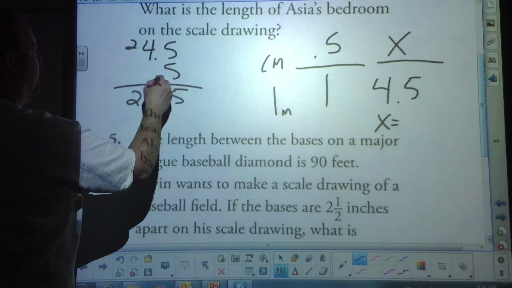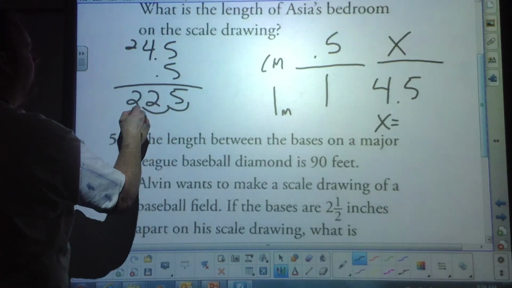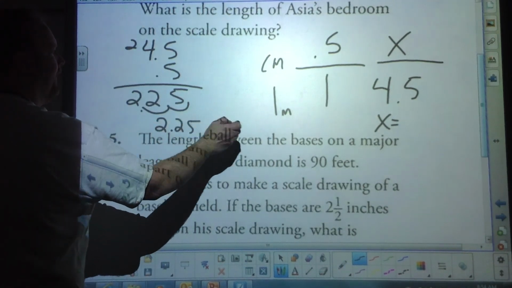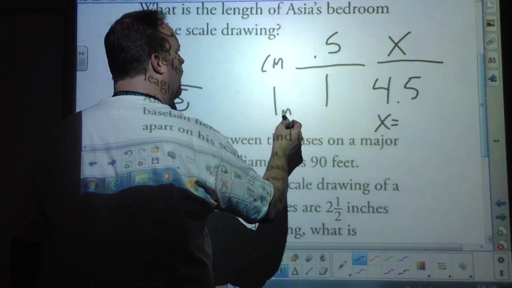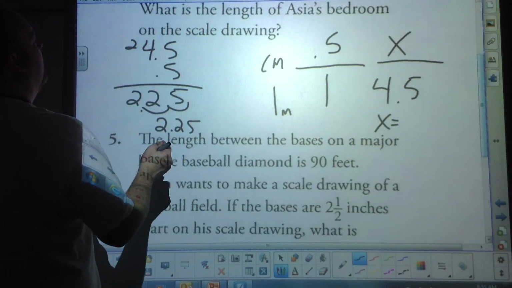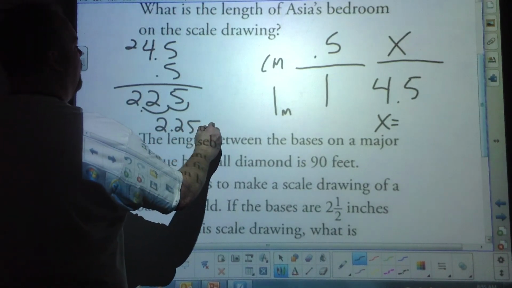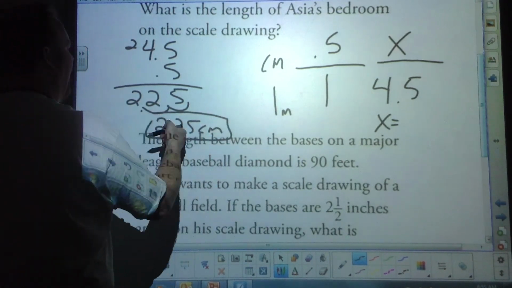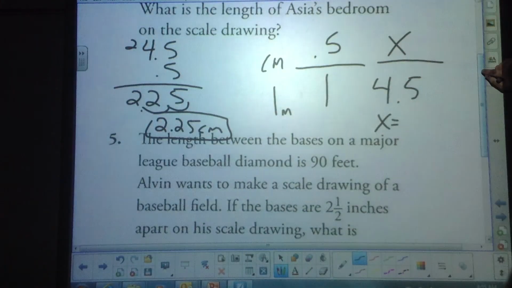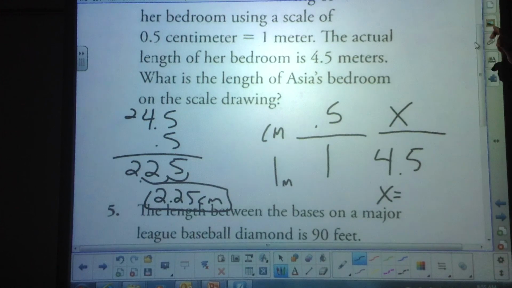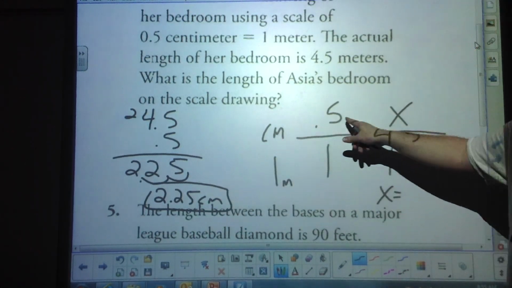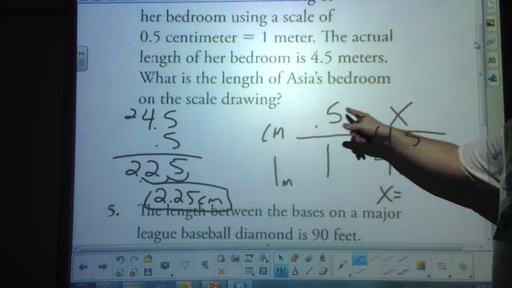22. Move my decimal place over 2 places for an answer of 2.25. Remember, we were looking for centimeters. Now, you're saying, why is it centimeters? Well, I'm looking for the actual length of Asia's bedroom on the actual scale, on the actual blueprint or whatever you're calling it. That's why the answer is in centimeters. And it confirms that by this, because that's what we were looking for anyway.